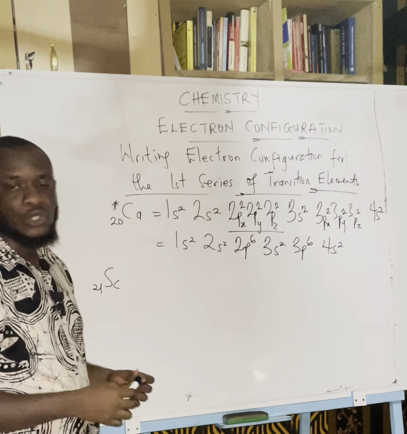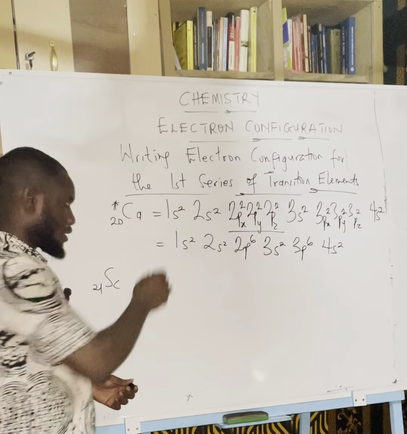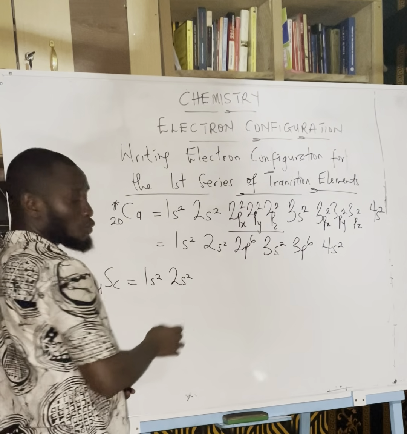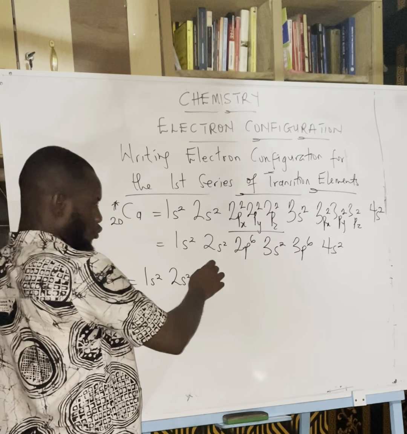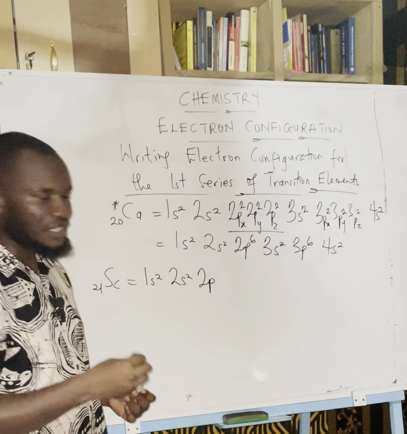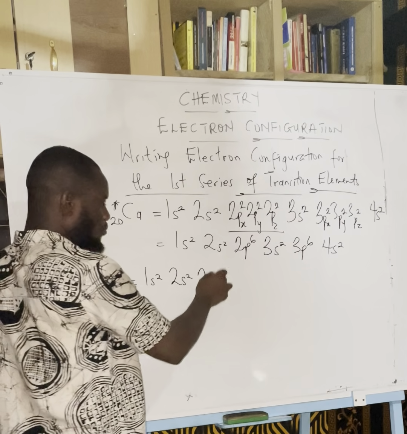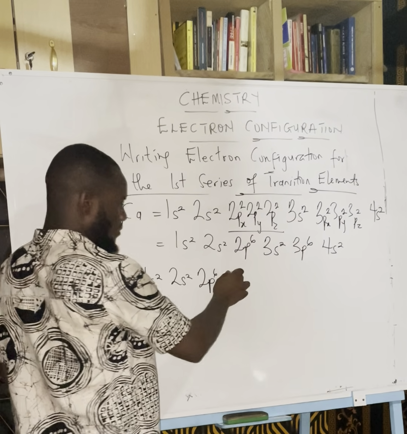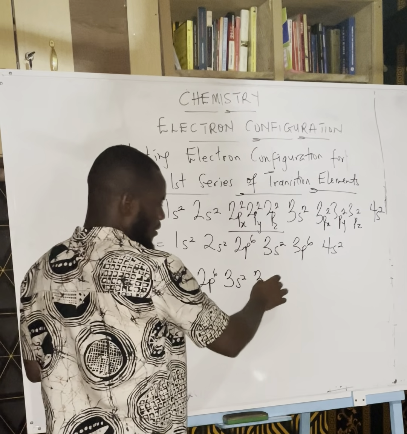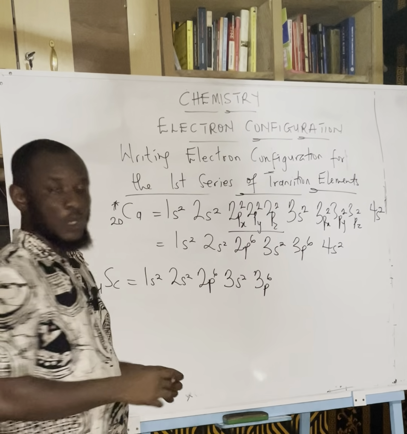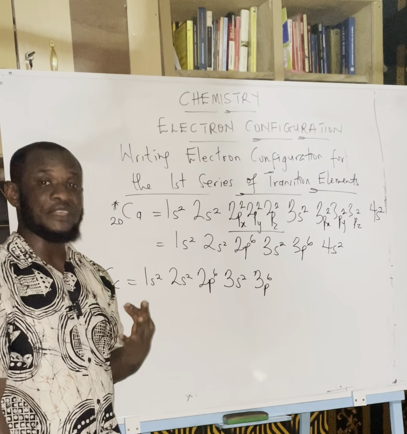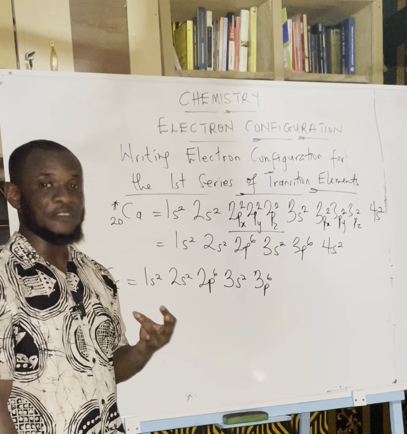So how would the electron configuration of scandium look like? We will follow suit. 1s2, 2s2. Now 2p, since we have the px, the py, and the pz, we are going to have 2p6. Then we come here, 3s2. After that we move to 3p6. And now you understand why the p are taking 6. Because we are saying you have the px, the py, and the pz.